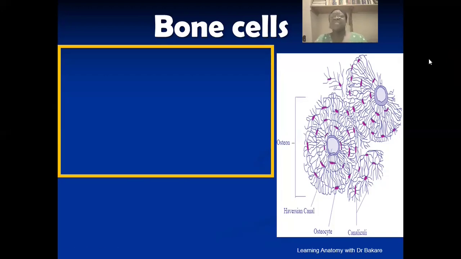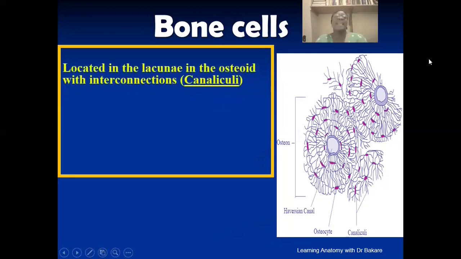But before we dive into that, it is important that I highlight that these bone cells are located in a specialized environment within the osteoid. This is referred to as the lacunae. These lacunae are also interconnected through the canaliculi. So this helps to create an interconnection network between the cellular components of bone tissue.